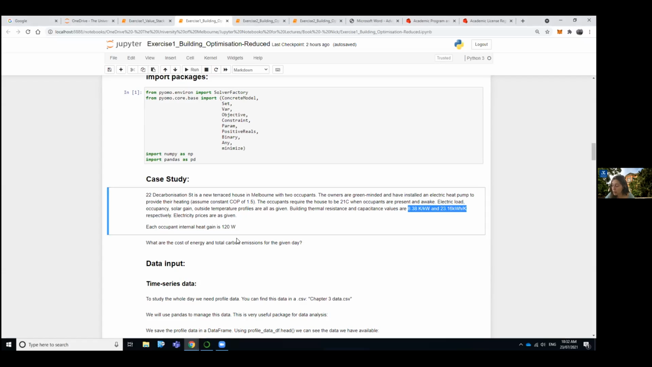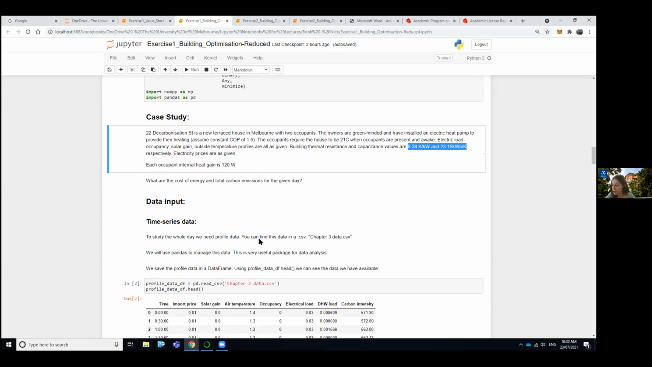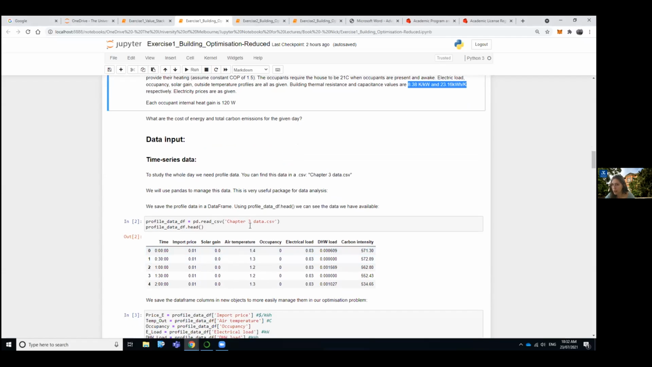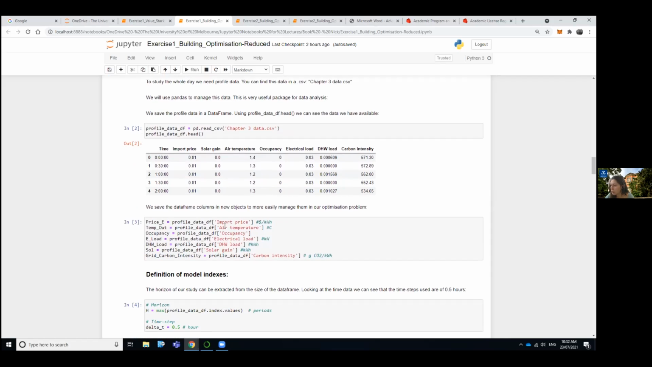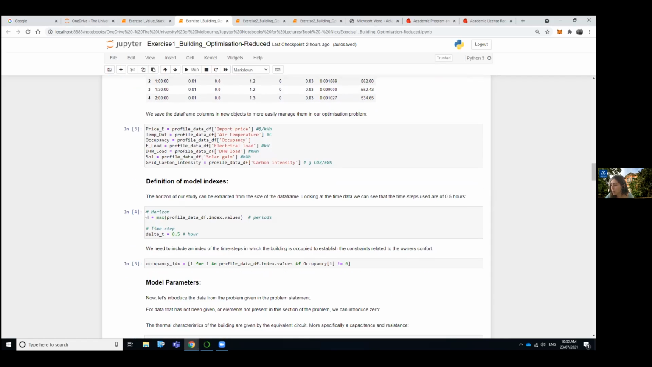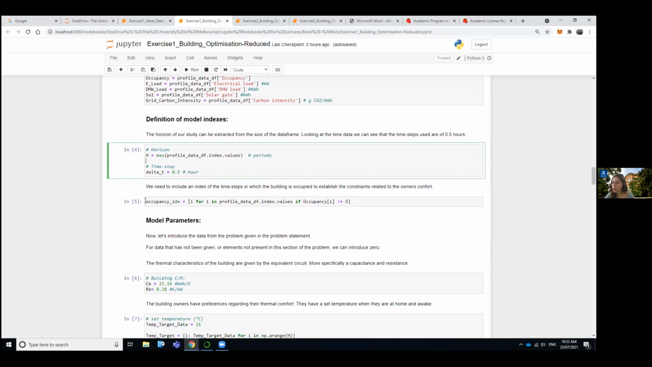And we don't have electric heat pump, and the time series data for 1 day is provided in this CSV that of course will come along in Canvas with this notebook. So we can see the data is import price, the solar gain, the air temperature. It's a very cold day in Melbourne, the electrical load, the domestic hot water load, and the carbon intensity of the grid. And we save those results, and we can save also how many periods we have using this notebook. And we also know what the time step is, which in this case is half an hour. And we also need to save when the building is occupied to guarantee their comfort.